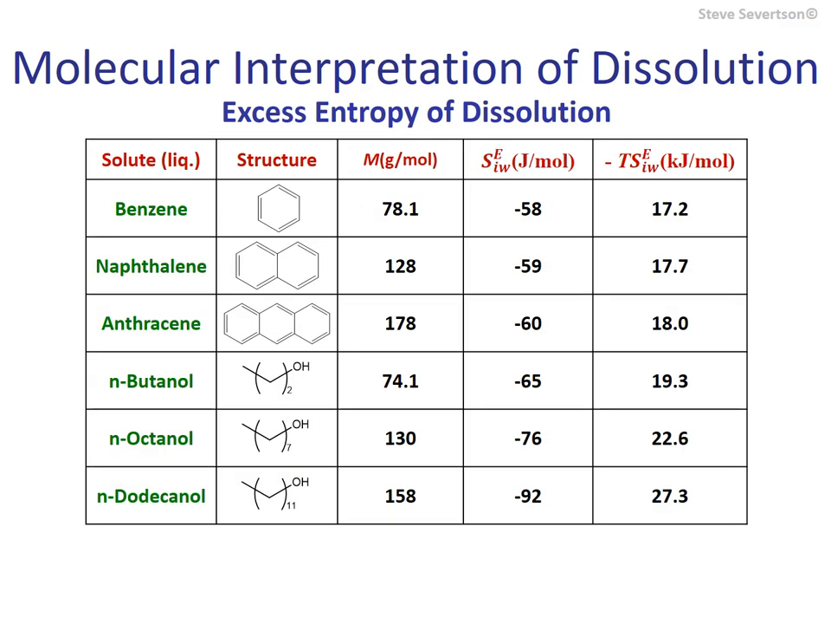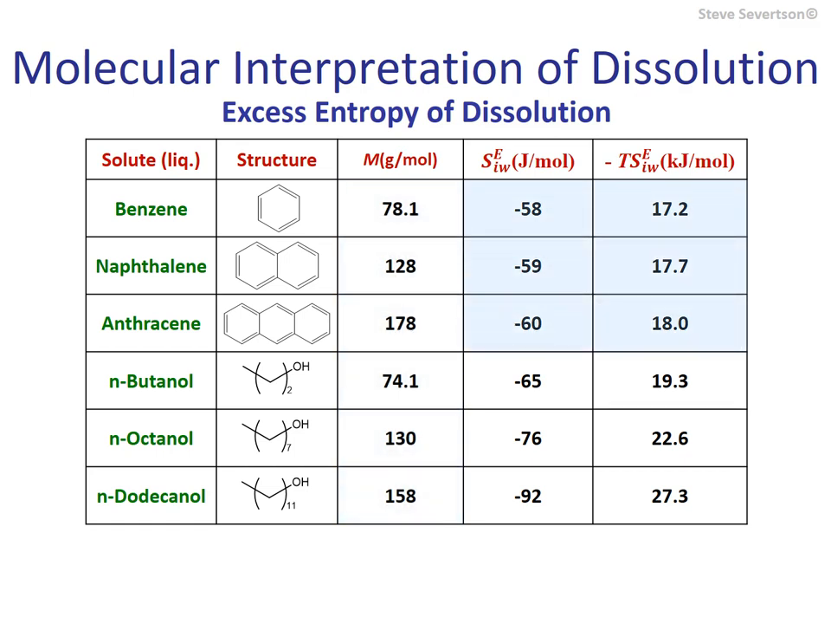The table lists structures, properties, and data measured at 25 degrees Celsius for three aromatic hydrocarbons containing an increasing number of rings and three linear alcohols of increasing chain lengths. Both sets roughly cover the same molecular weight range. Data are provided for the liquid or supercooled liquid forms of the solutes. This column lists excess entropies of dissolution.